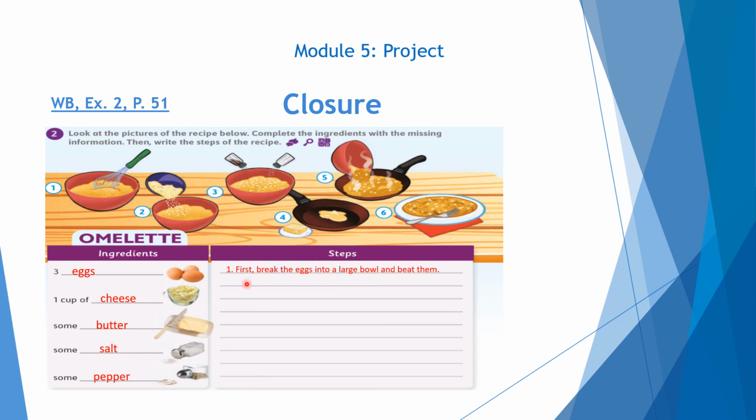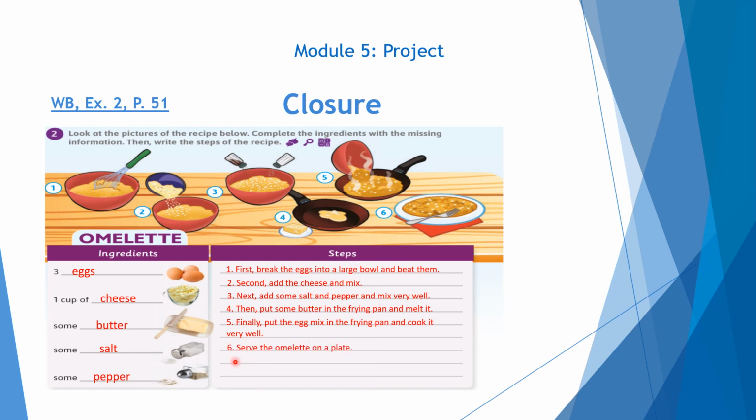First, break the eggs into a large bowl and beat them. Second, add the cheese and mix. Next, add some salt and pepper and mix very well. Then, put some butter in the frying pan and melt it. Finally, put the egg mix in the frying pan and cook it very well. 6. Serve the omelette on a plate.